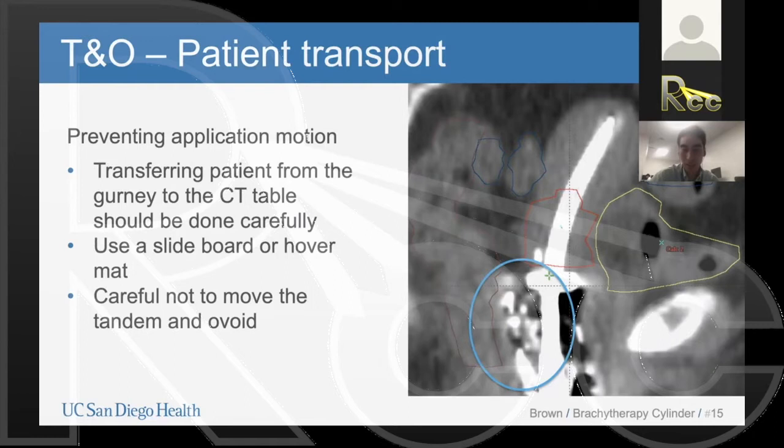Yes, I would say the dose distribution should always be pear-shaped. It should not always be exactly the same, but it should always be pear-shaped. You're always going to have dose coming from the ovoids, and you're always going to have dose coming from the tandem. And anytime you have that setup, you're going to have this pear shape.